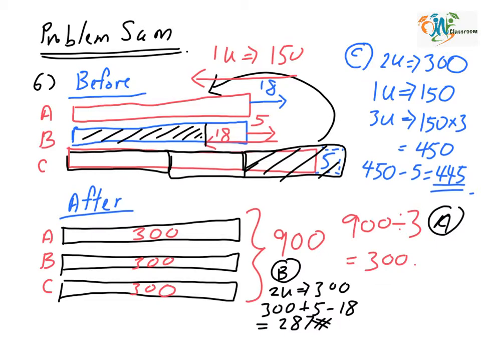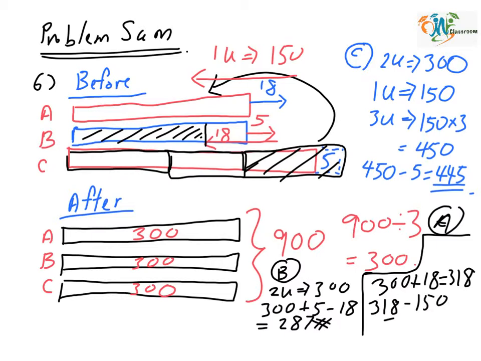Okay, so now we do for A. So A will be very simple. You start with 300, right? So it will be 300. Plus back the 18. You have 318. Then after that, from 318, you must take away the 1 unit, which is 150. Then you are left with 168.